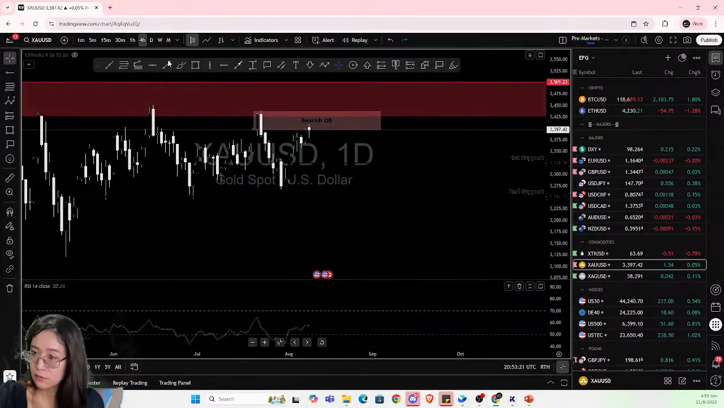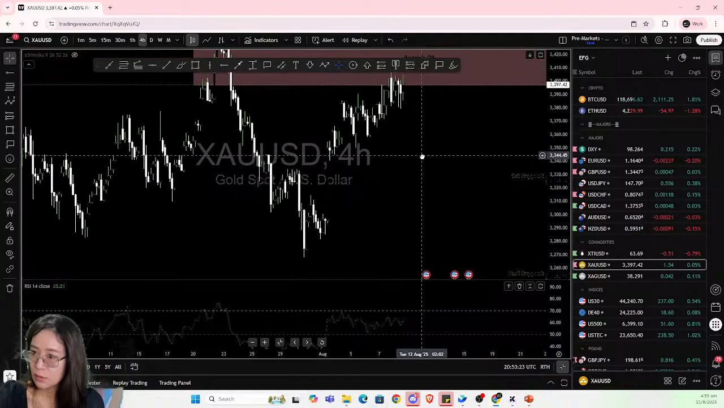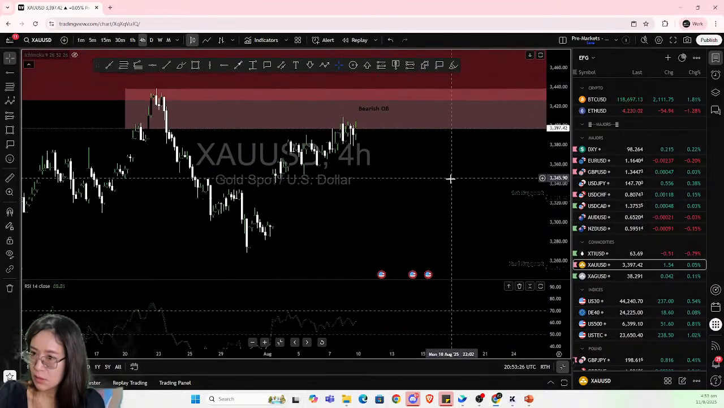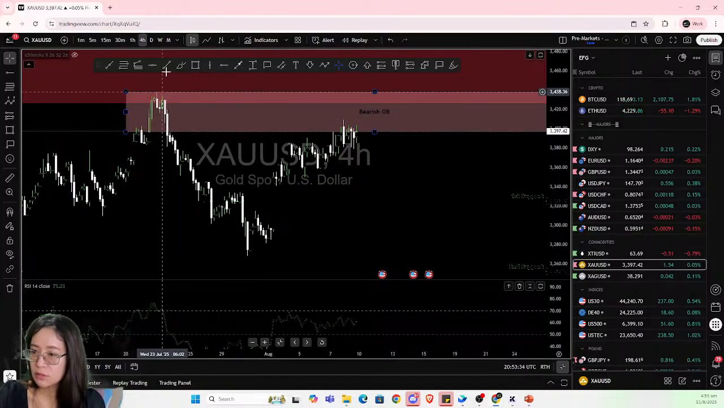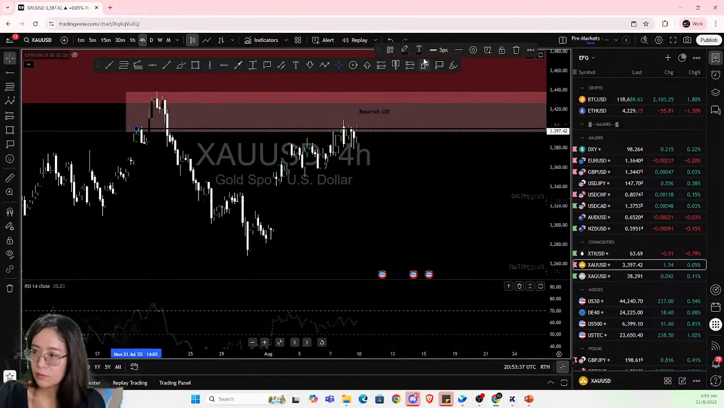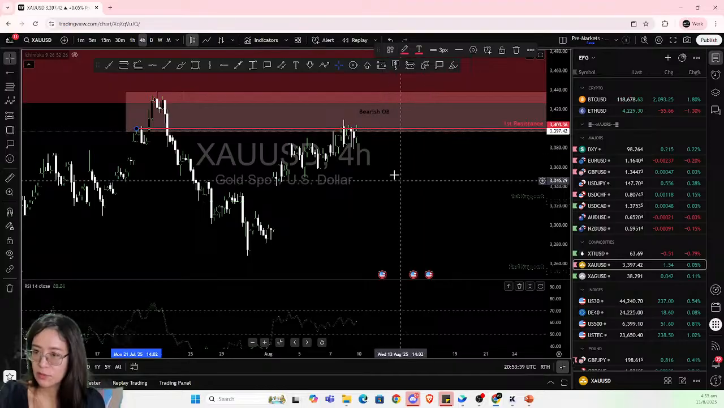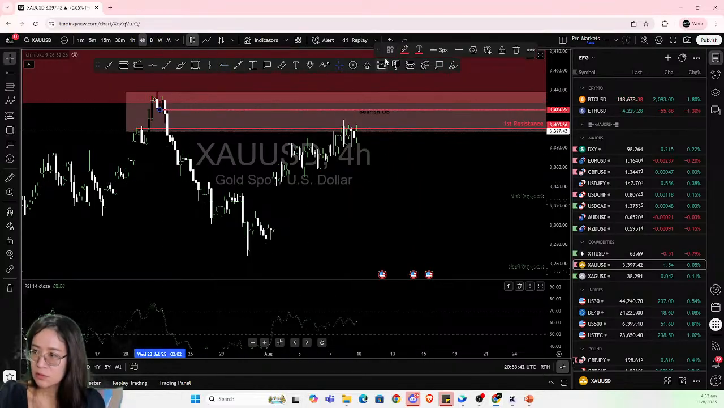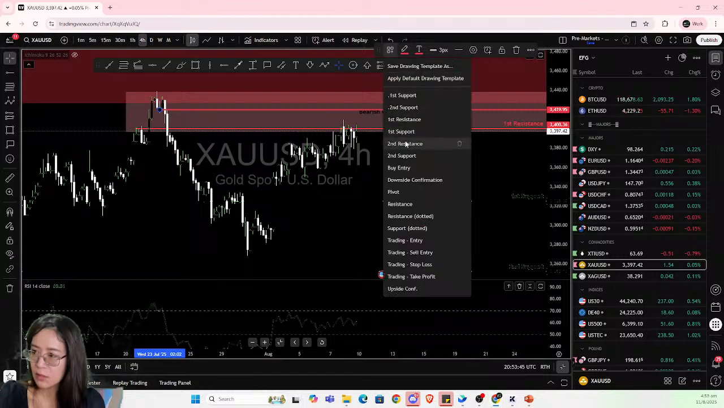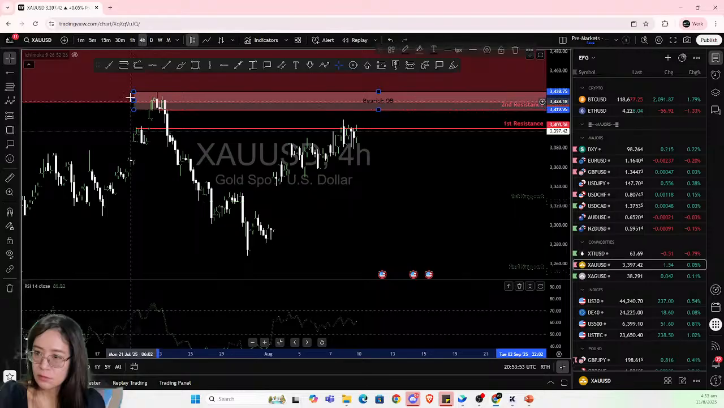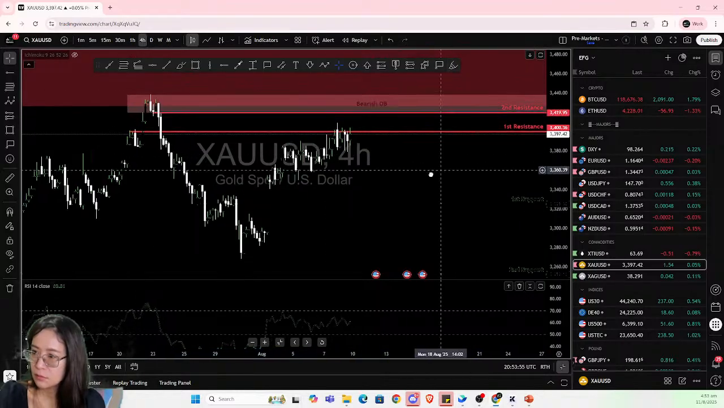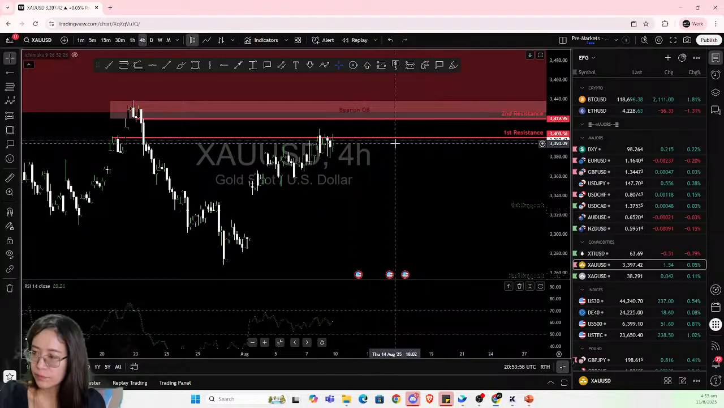Let's go to H4 and have a better look. Okay, in H4, price is still within the order block here, and I narrow down the zone. This is the first resistance in the H4 time frame. The next resistance is here, which is the second resistance level, and this zone I narrowed down is the zone that I would sell. This one is still at the resistance.